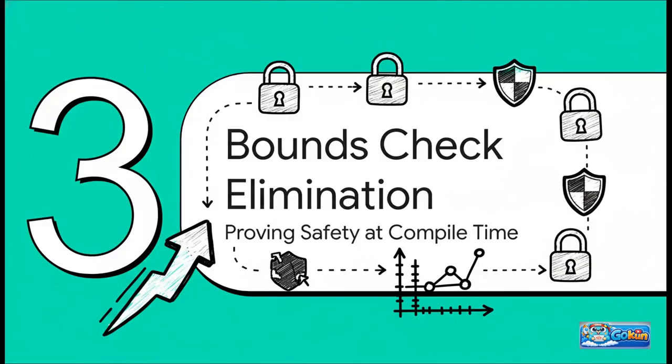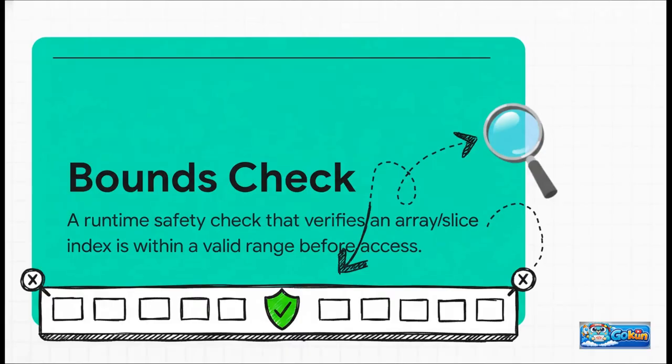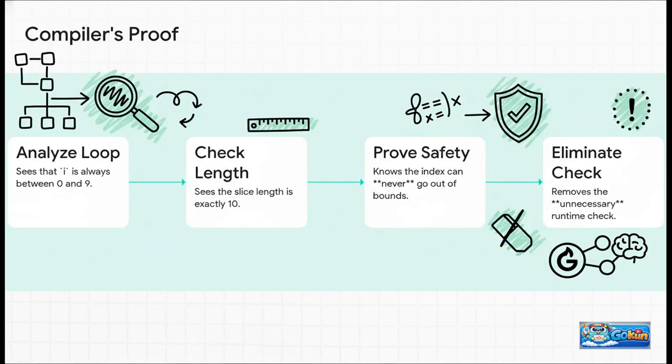Okay, next up is a huge one for Go performance, especially if you do a lot of work with slices and arrays. It's called bounds check elimination. So first off, what even is a bounds check? Well, for safety, every single time you access a slice, like r[i], Go secretly adds a little check at runtime. It makes sure that i isn't out of bounds, which prevents all sorts of nasty crashes and security bugs. This is awesome for safety, but those little checks, especially in a tight loop, can add up to a real performance cost. So how does the compiler get rid of it?